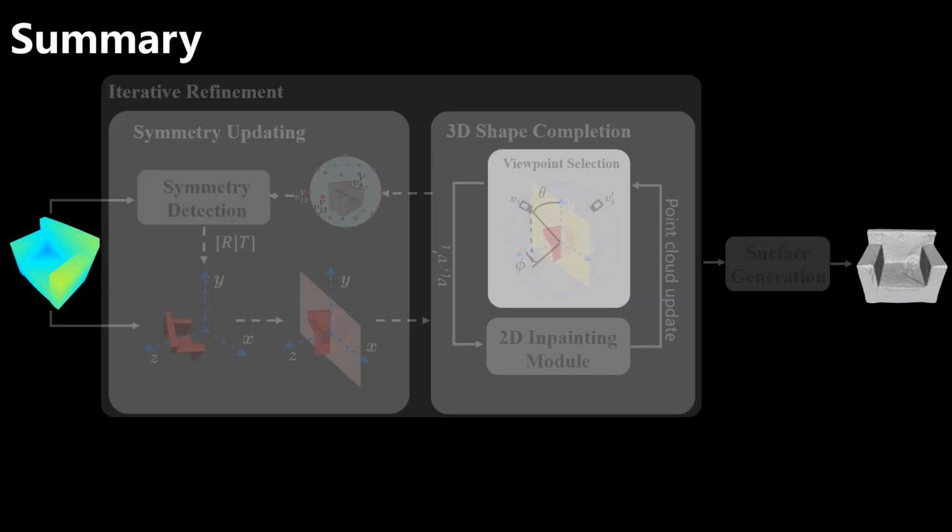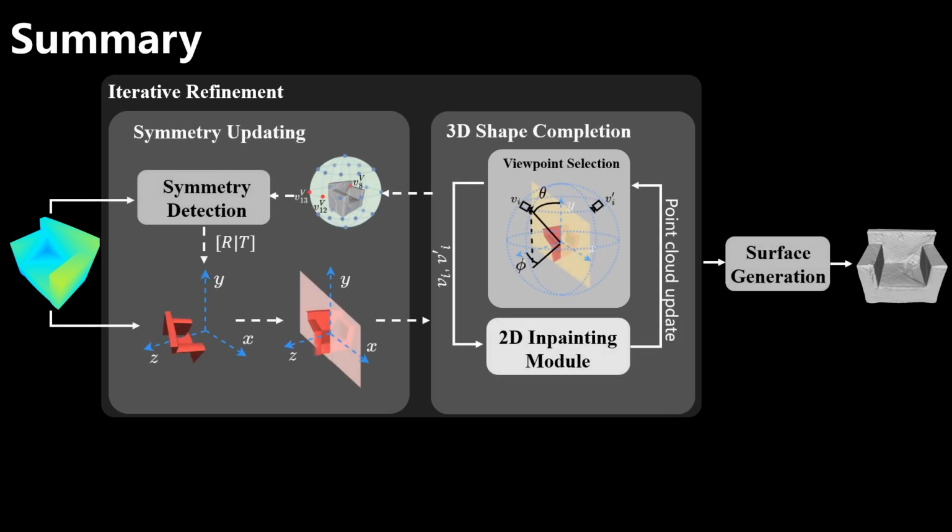To summarize, the proposed ISC-net exploits reflective symmetry cues implicitly to obtain more detailed shapes. The shape completion is performed from pairs of viewpoints, reflected across the symmetry plane, predicted by a reinforcement learning agent to improve robustness. Also, ISC-net jointly estimates the symmetry plane and shape completion iteratively.